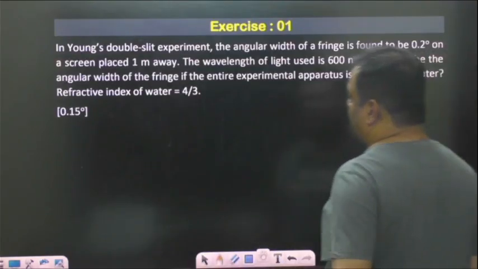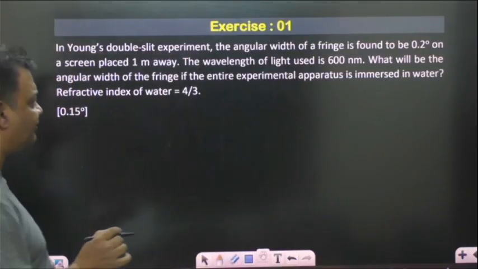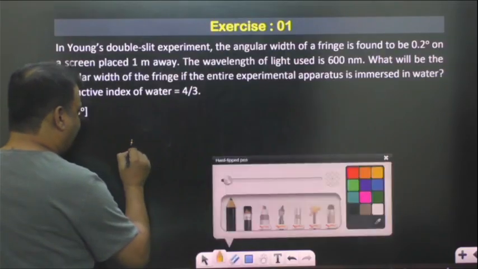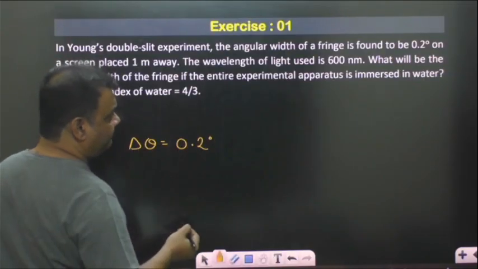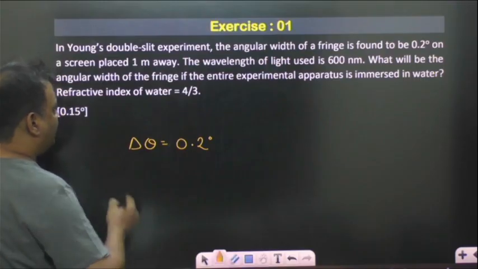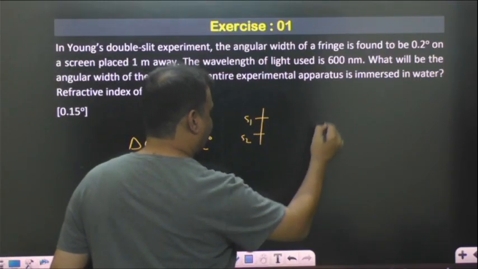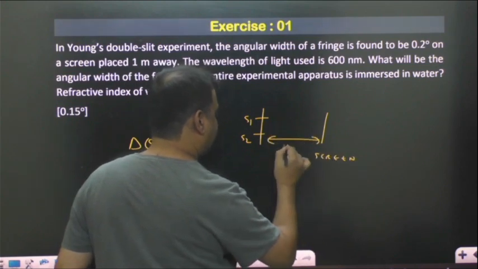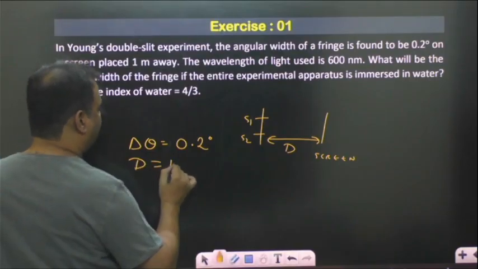Now see the first problem. In Young's double slit experiment, the angular width of the fringe is found to be 0.2 degree. So you are given the angular width as 0.2 degree on a screen kept 1 meter away. These are the slits and this is the screen, and always remember the standard symbol: capital D is the distance between the slits and the screen. So capital D is 1 meter.